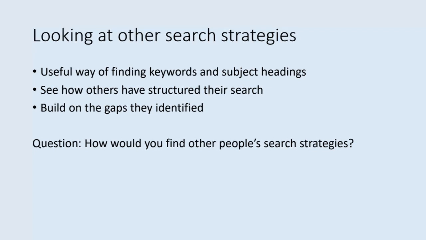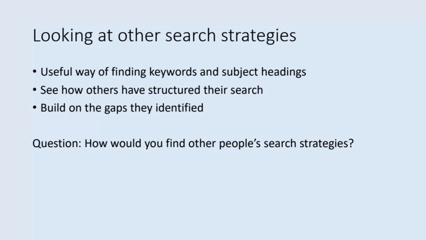kind of search approaches to capture more relevant information. So we've looked at database searching, we've looked at using some text mining and grey literature. So I'm going to look now at using other people's search strategies. And the reason we're going to introduce this is because looking at published search strategies is another useful way of finding keywords and subject headings.